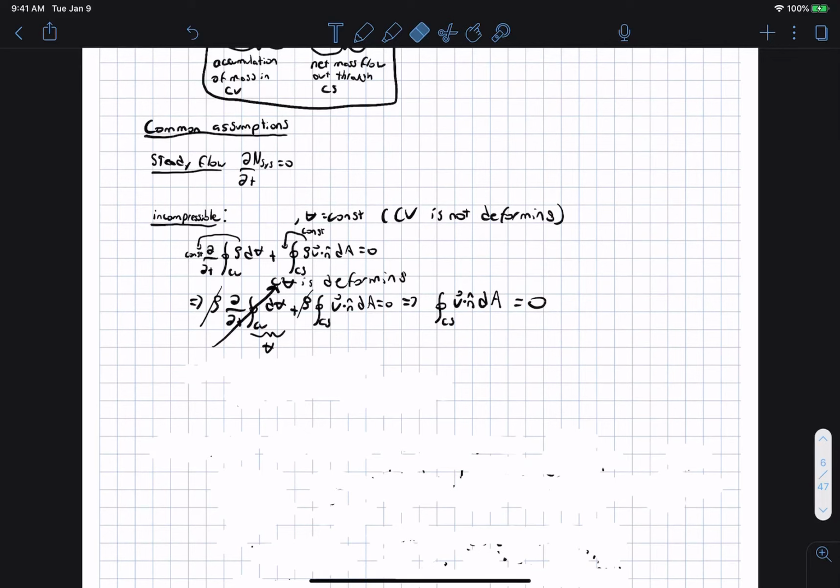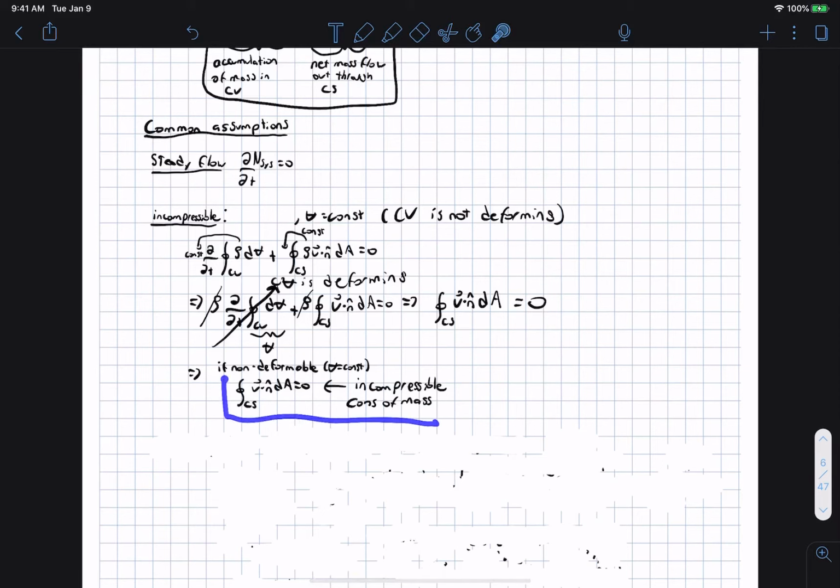But in most cases, you will not be deforming the control volume, and our incompressible conservation of mass just turns into this expression here. I might as well box it. And again, you can only strictly use this one if the control volume is non-deforming.